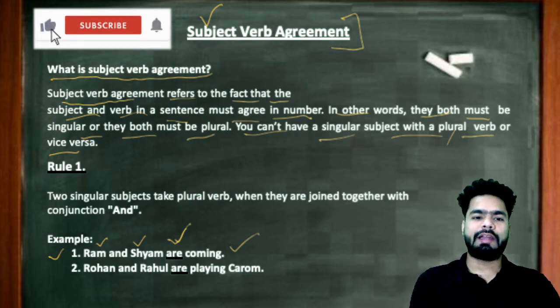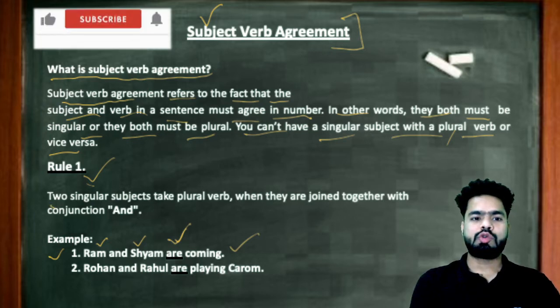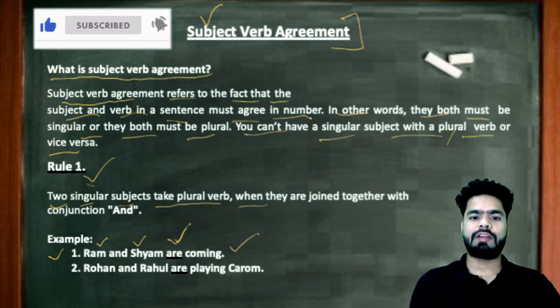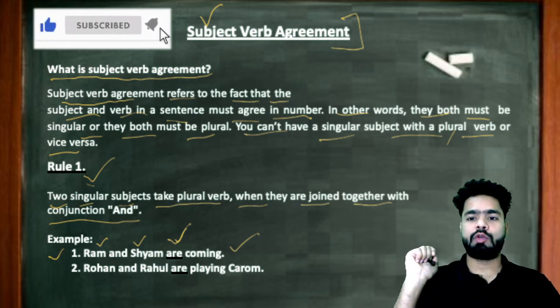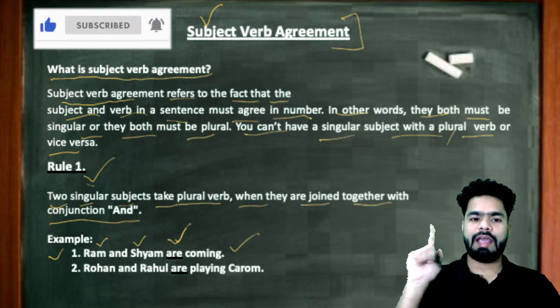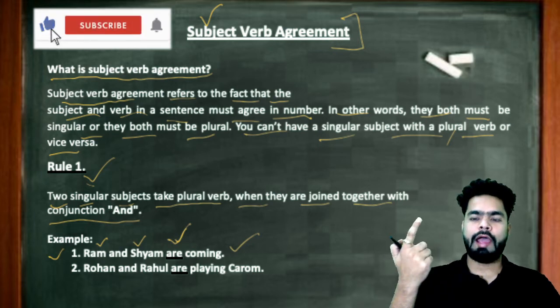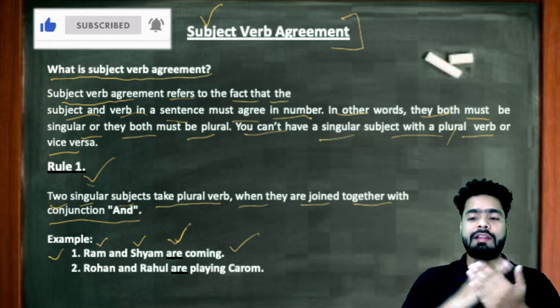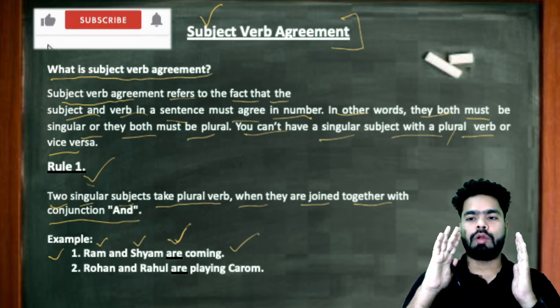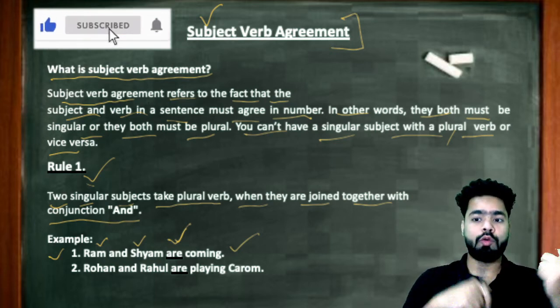So let us start with rule number 1. The rule says that two singular subjects take a plural verb when they are joined together with the conjunction and. When two singular subjects are joined together with the conjunction and, they are counted as a plural subject, and if the subject is plural, then the verb should also be plural. Is it clear?